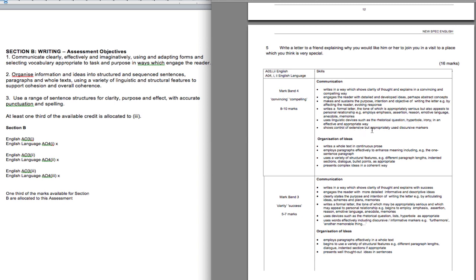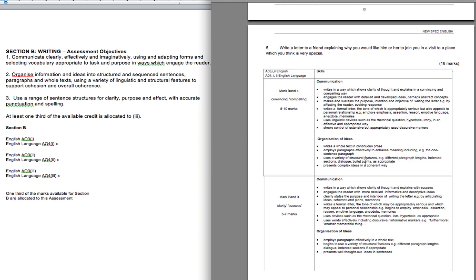Shows control of extensive but appropriately used discursive markers. So again, you're just planning and going through it in the best way possible. Writes a whole text in continuous prose, so it's not bitty. Employs paragraphs effectively to help the meaning be understood. For example, a one sentence paragraph. Use a variety of structural features such as different paragraph lengths, dialogue, bullet points as appropriate.